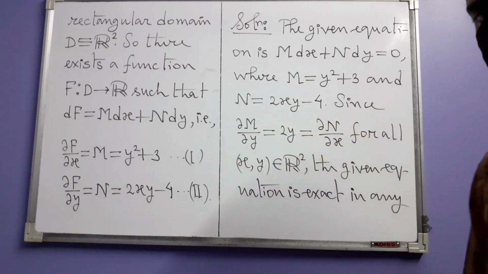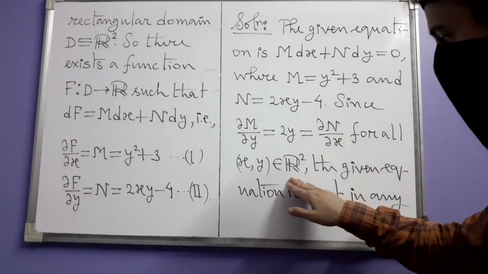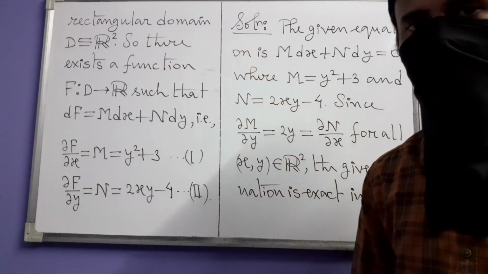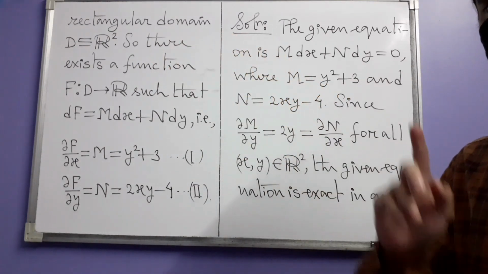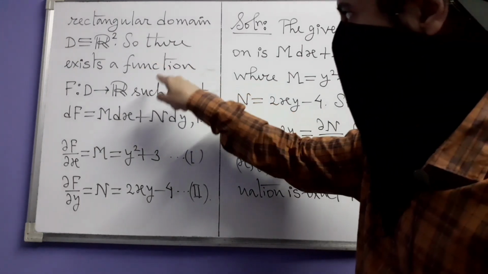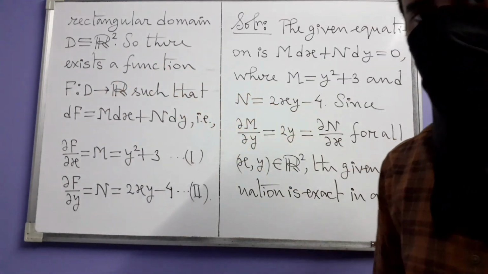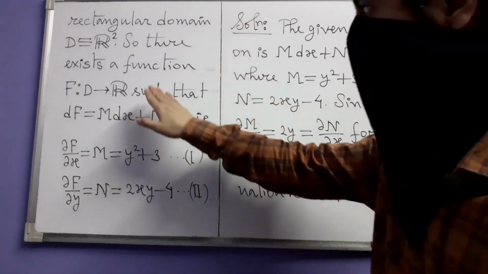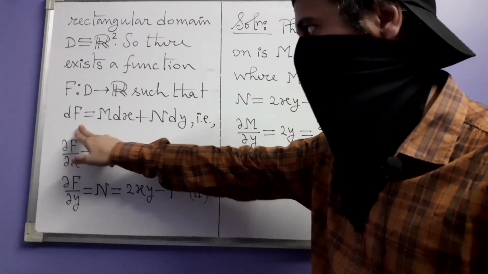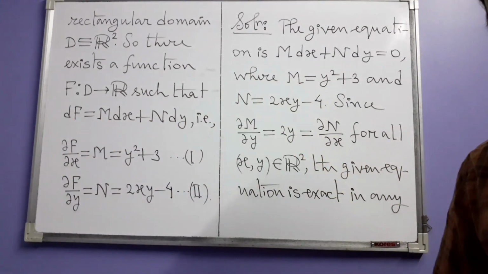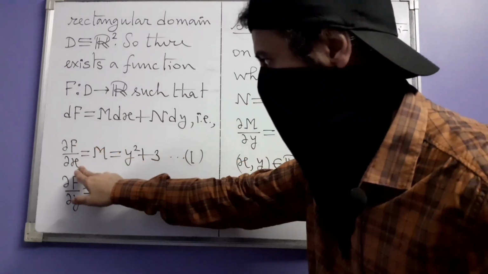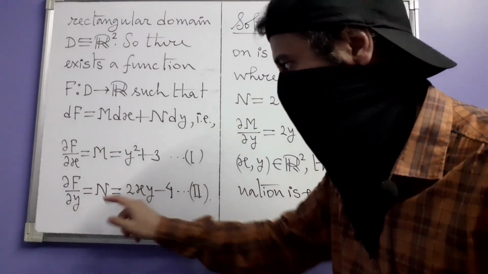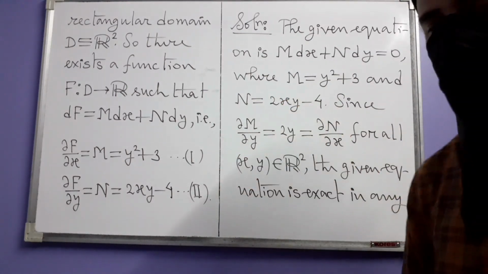So now we have the condition for exactness true here at all points in the plane, and that is why the given equation is exact in any rectangular domain D in R2. So from our theorem that we proved earlier, there exists the function f from D into R, which of course has continuous first partial derivatives, such that the differential of f is equal to M dx plus N dy, or in other words, del f del x is M, which in our case is y squared plus 3, and del f del y is N, which is 2xy minus 4.